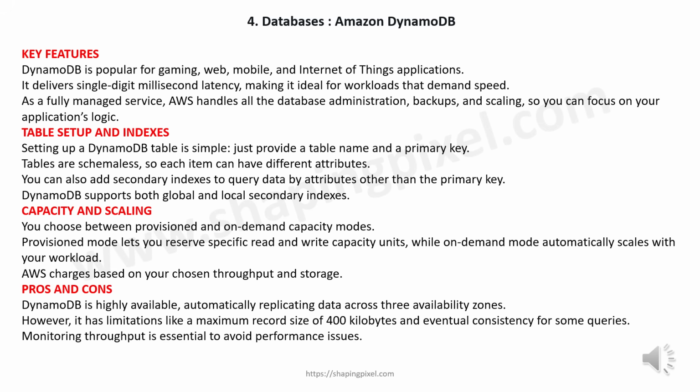You choose between provisioned and on-demand capacity modes. Provisioned mode lets you reserve specific read and write capacity units, while on-demand mode automatically scales with your workload. AWS charges based on your chosen throughput and storage. DynamoDB is highly available, automatically replicating data across 3 availability zones. However, it has limitations like a maximum record size of 400 kilobytes and eventual consistency for some queries. Monitoring throughput is essential to avoid performance issues.